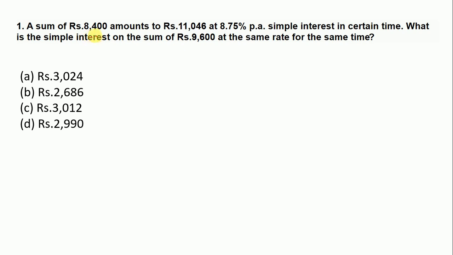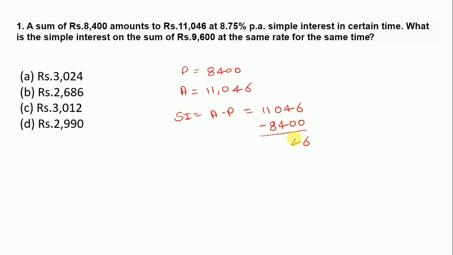First of all, we are given principal P is equal to 8,400 and amount is equal to 11,046. So SI will be amount minus principal. It will come out as 11,046 minus 8,400, and 10 minus 4 is equal to 6 and 10 minus 8 is equal to 2. So it will be your simple interest.